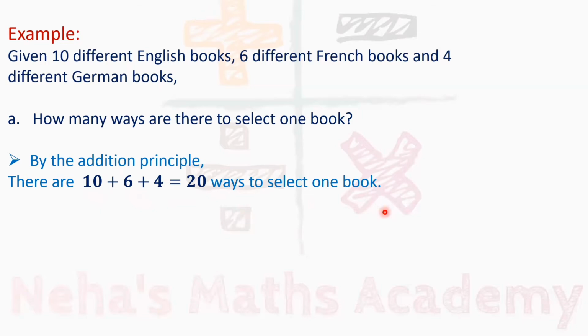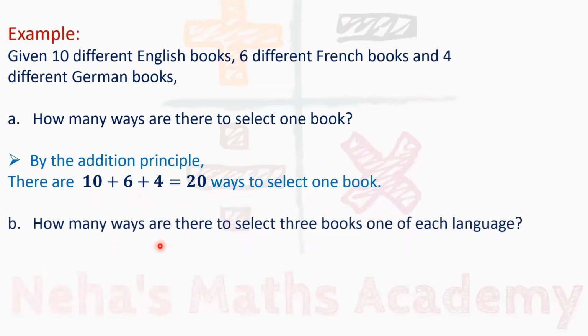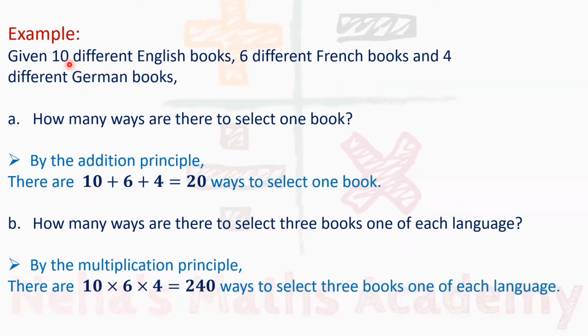Our second question is, how many ways are there to select 3 books, one of each language? That means we have to select one English book, one French book, and one German book. So the AND word is there, so we will use the multiplication principle. So by using the multiplication principle, there are 10 into 6 into 4, that is equal to 240 ways to select 3 books, one of each language.